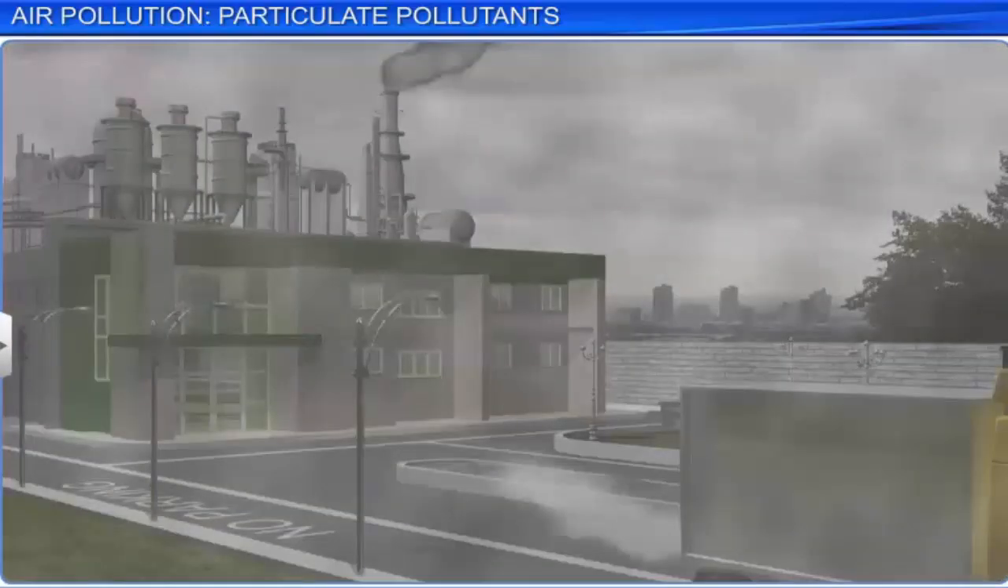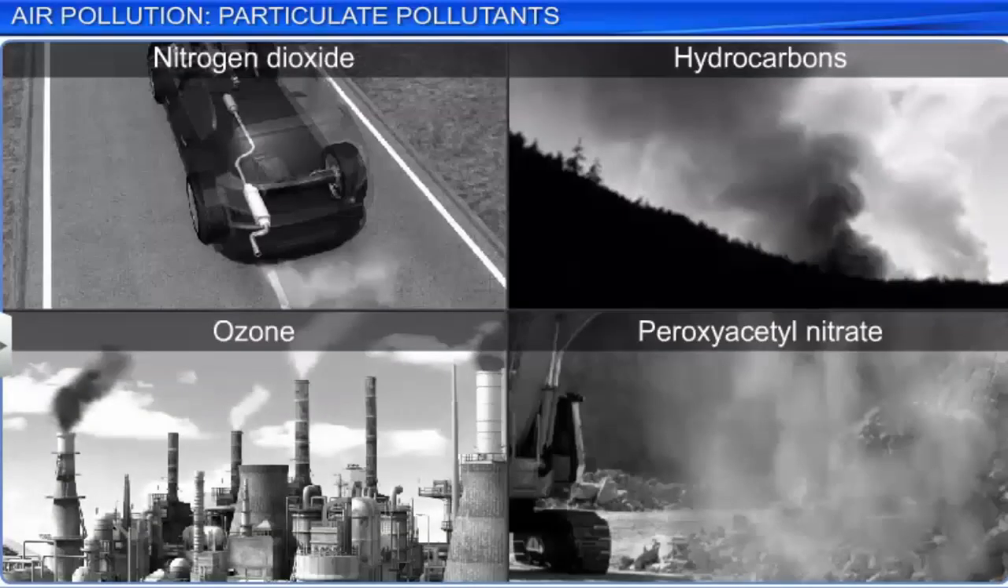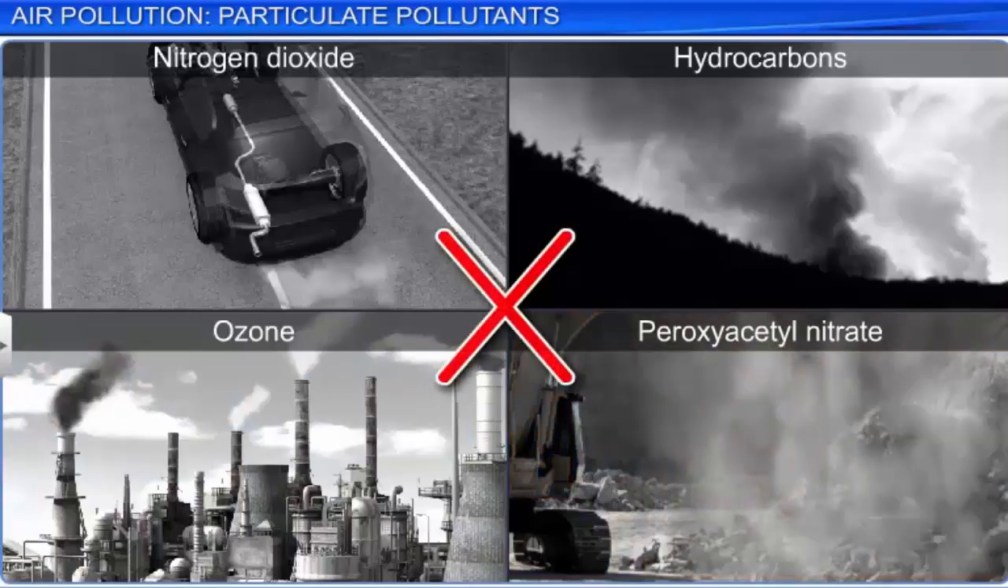It also corrodes metals, stones, building material, rubber, and painted surfaces. Therefore, it is very important to control the formation of photochemical smog. Taking control over the production of nitrogen dioxide, hydrocarbons, ozone, and peroxyacetyl nitrate will help to prevent photochemical smog.